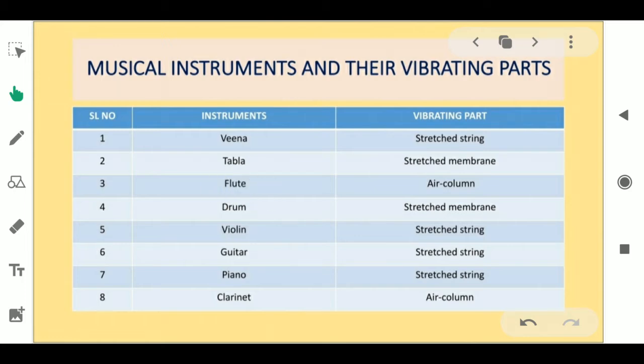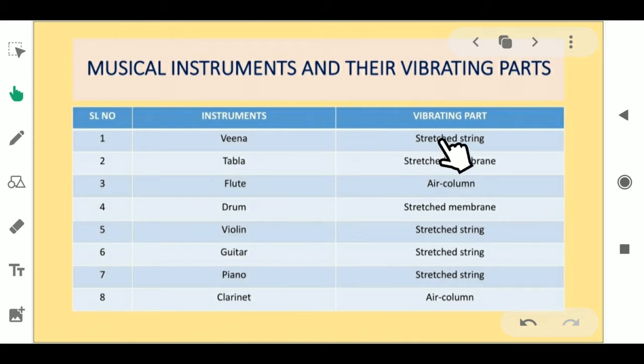Flute. In the case of flute, an air column is responsible for producing sound. Drum. In the case of drum, also the stretched membrane plays an important role to produce sound. Then violin, stretched string; guitar, stretched string; piano, stretched string; and clarinet, air column. So these are the different vibrating parts in these instruments.